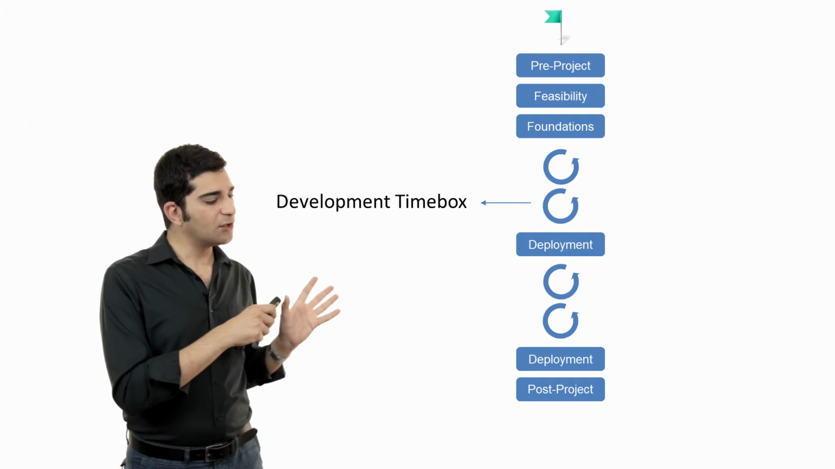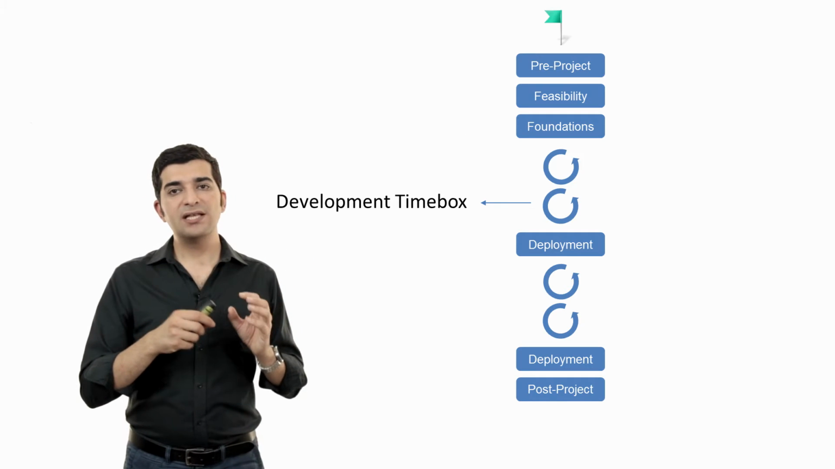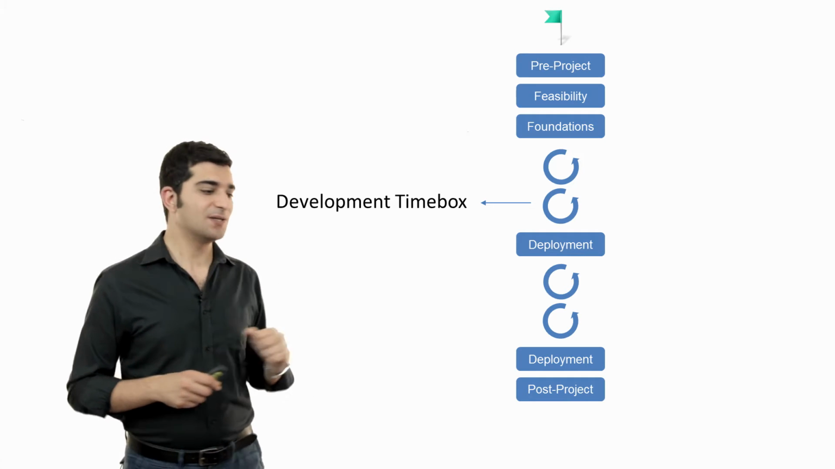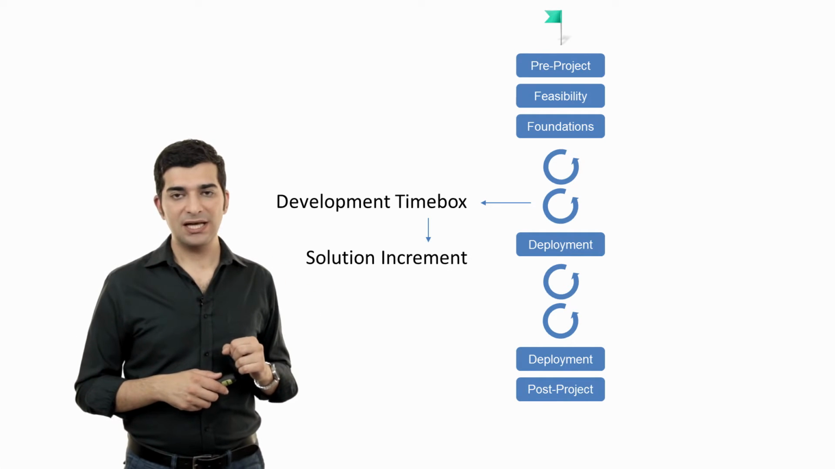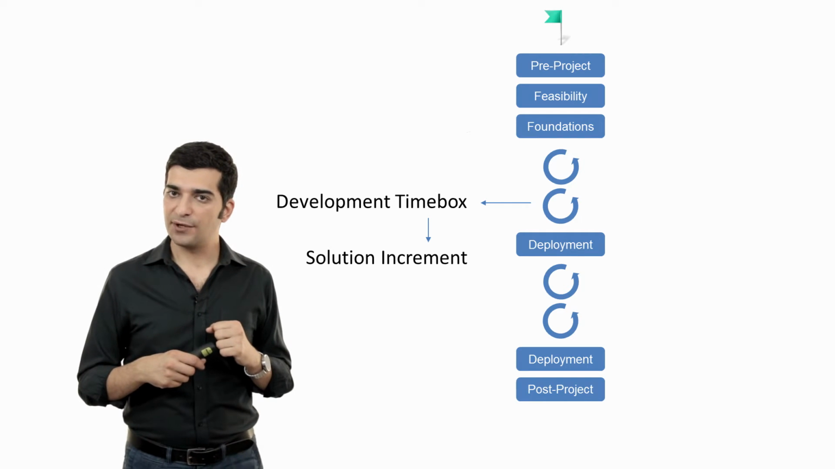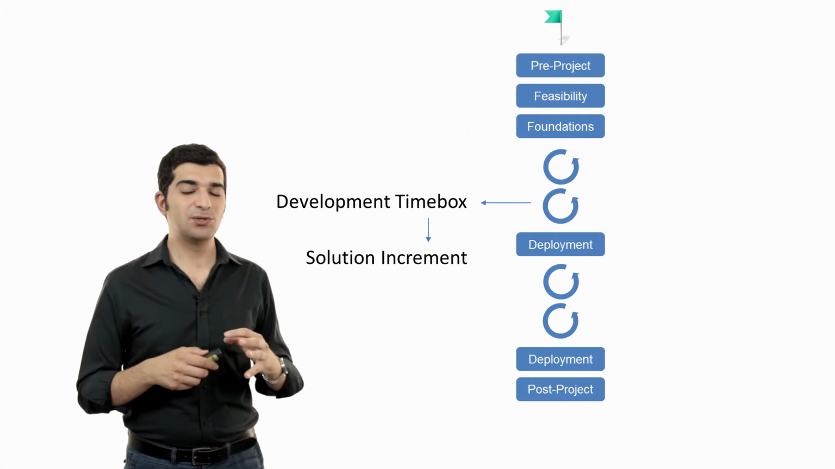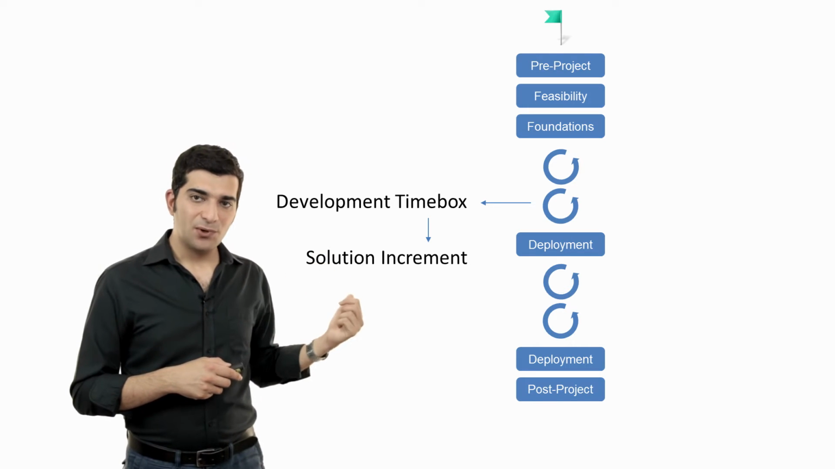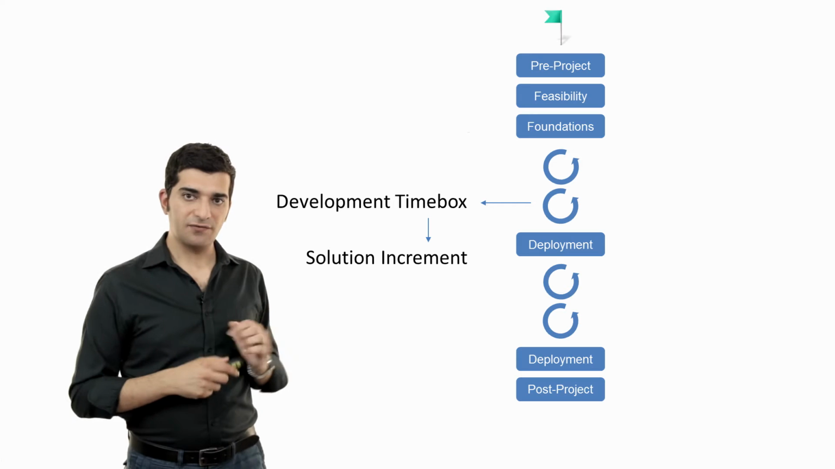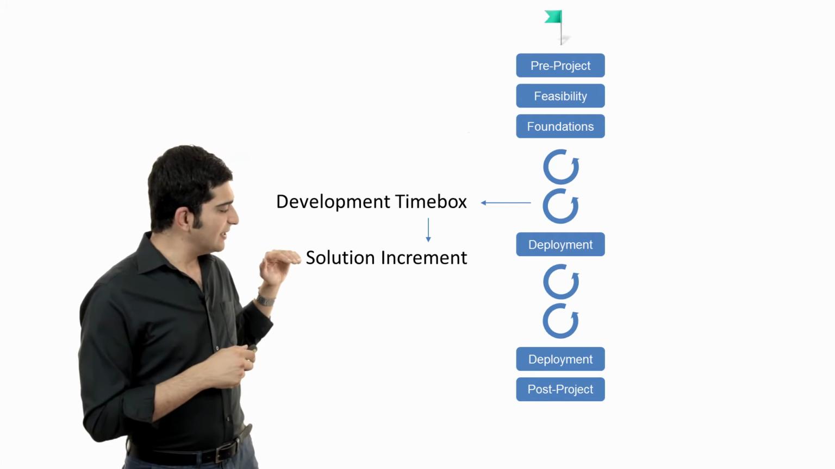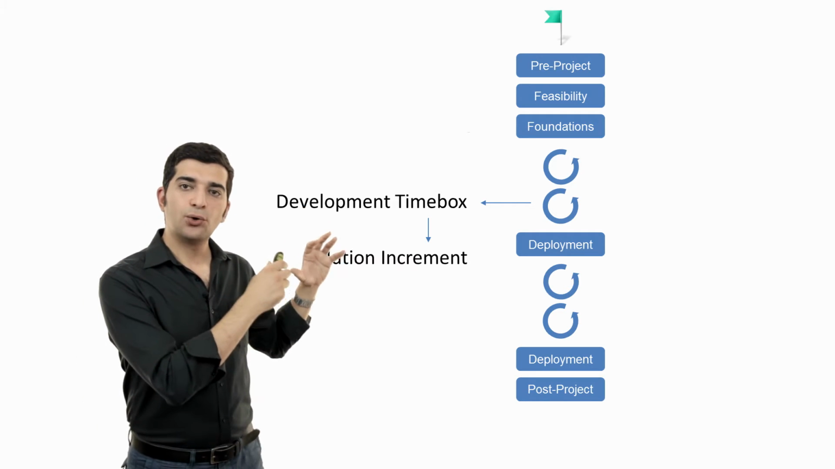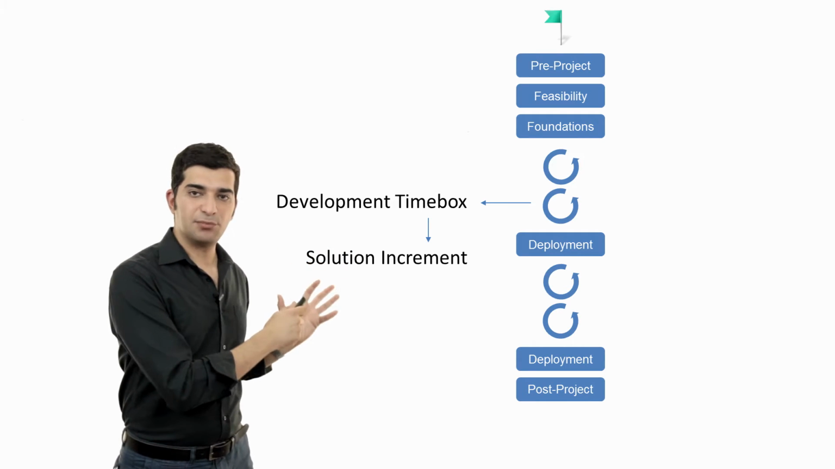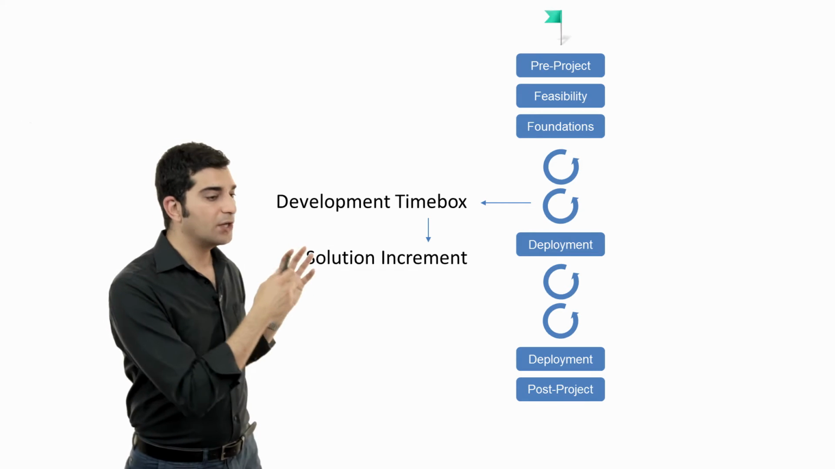So in each development time box, we create one increment of the product. The official name for that is the solution increment. It's a new version of our software. But that's a version that we don't necessarily release. The release happens in the deployment when we put it into live use. And each set of one or more development time boxes and one deployment is called one increment.